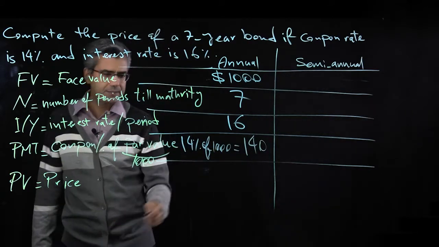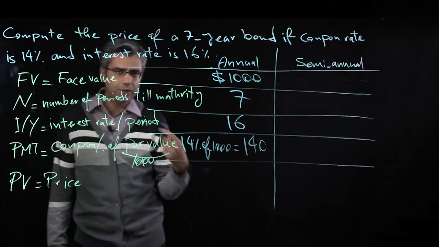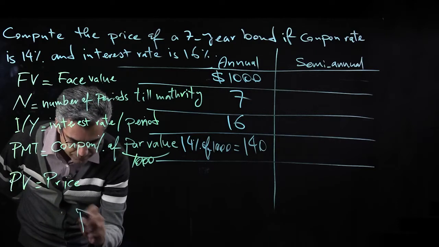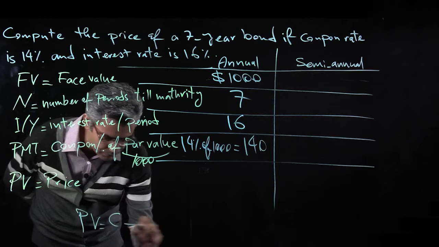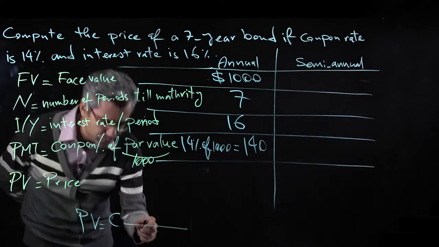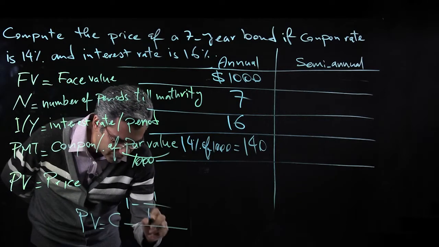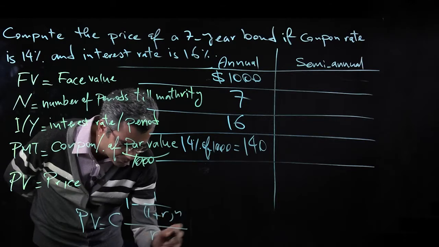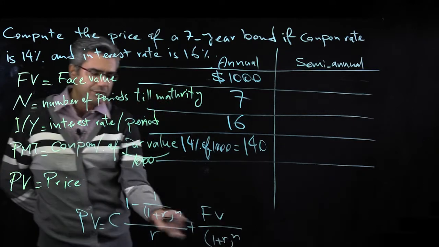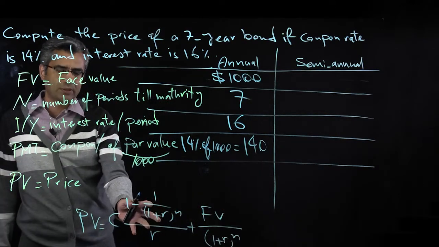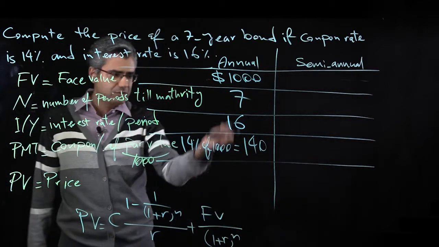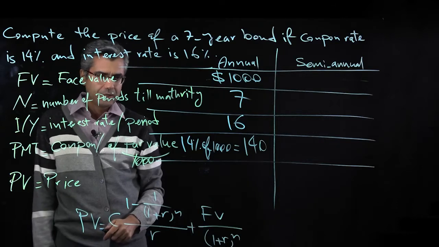And then price, we want to compute the price. If you want to use the formula for the price, you need to discount the coupons that happen every year and the par value separately. So the formula, as you remember, was this. Two components: one is discounting the coupons and then discounting the face value. So you just replace these 4 into the formula and compute the present value.